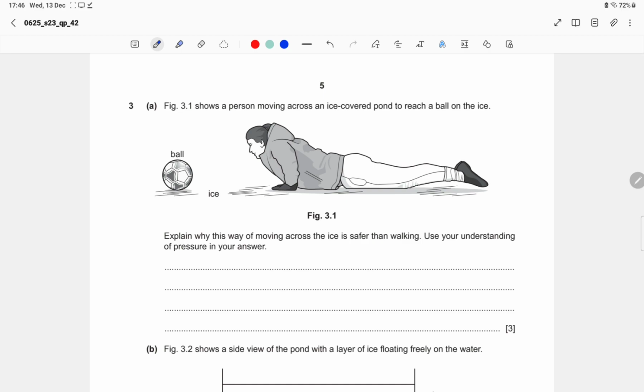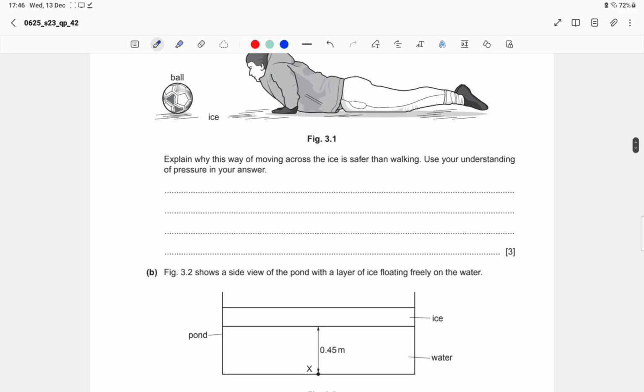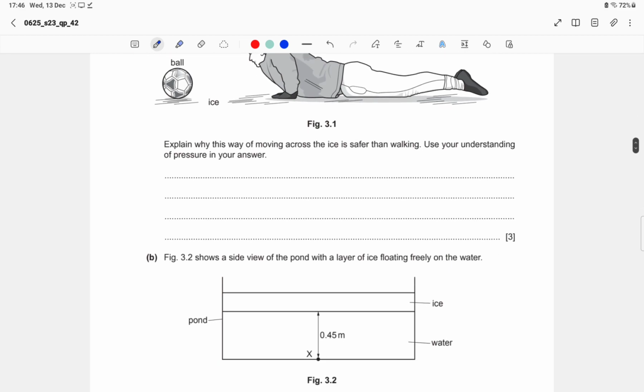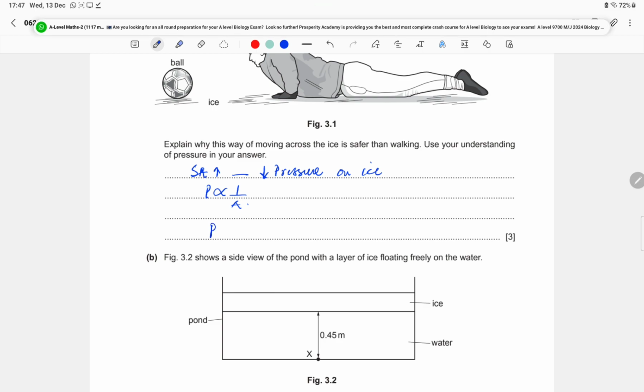Figure 3.1 shows a person moving across an ice-covered pond to reach a ball on the ice. Explain why this way of moving across the ice is safer than walking. Use your understanding of pressure in your answer. So obviously when he's lying down, the surface area of that person is going to be increased and the pressure will be decreased. We know that the pressure is inversely proportional to area, so the pressure on the ice is going to decrease in this scenario.